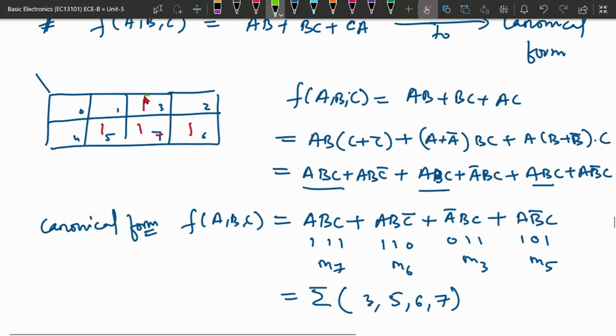Okay, so now we can do the pairing. This is one pair, this is another pair, and this is another pair. With respect to that, whatever the function will be, we will write it. So the function will be the simplified one. But this is how we should proceed. Before proceeding, we should write the function into canonical form, then only we will proceed to solve with the help of the K-map. So this is all about the K-map, and with the help of the K-map we can minimize the functions.